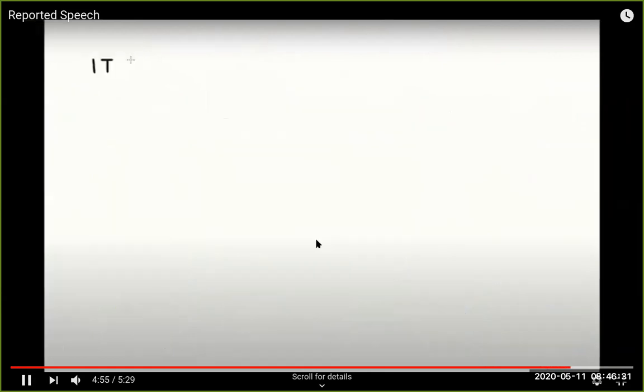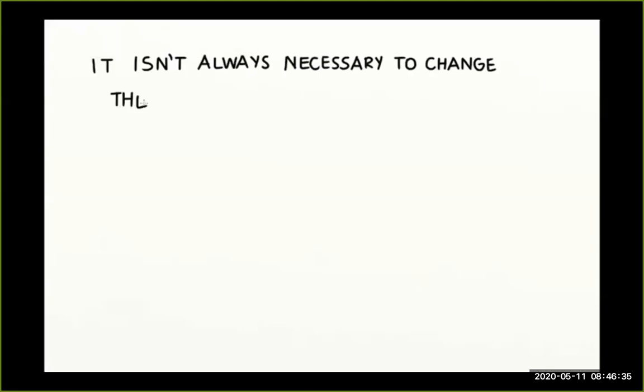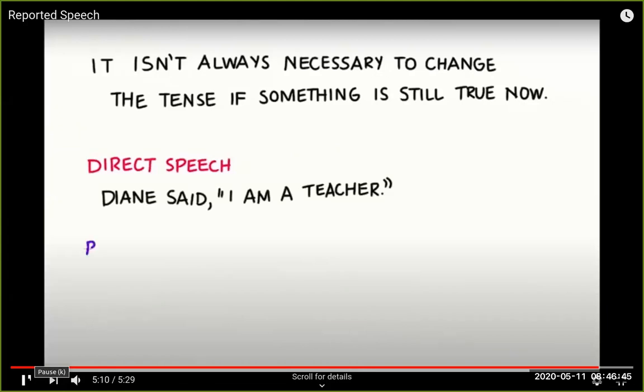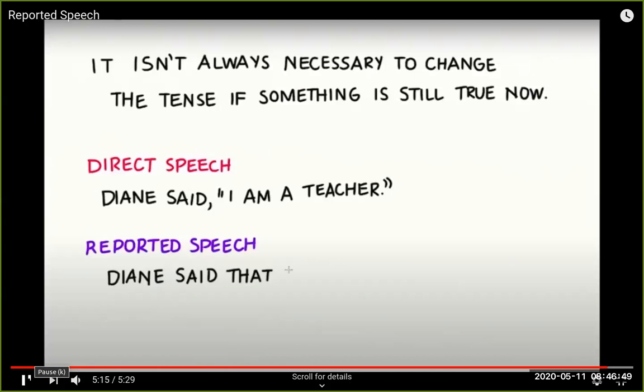And one last piece of information. It isn't always necessary to change the tense if something is still true now. For example, direct speech: Diane said, "I am a teacher." Reported speech: Diane said that she is a teacher. So there are times where you do not need to change the verb tense.